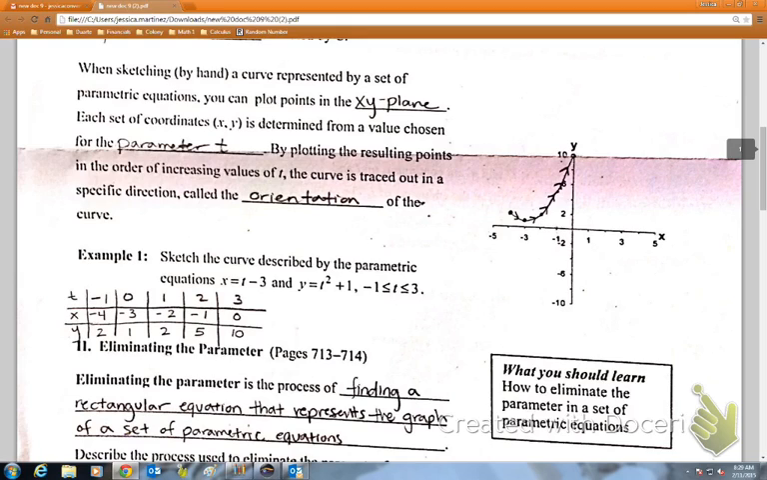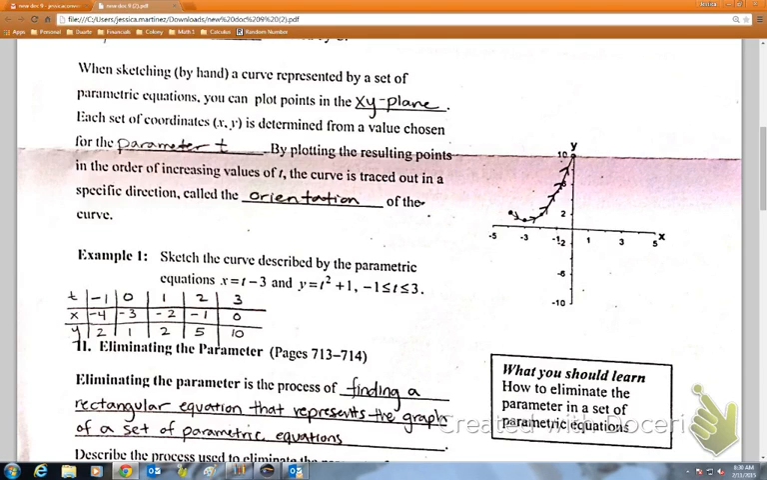So looking at this example, it says sketch the curve described by the parametric equations x equals t minus 3 and y equals t squared plus 1 for t from -1 to 3. What I would do if I were you guys is make a little t chart. In this case we need 3 rows since we have a t, an x, and a y to look at. So I would take whole numbers from -1 to 3. I listed them all up here.